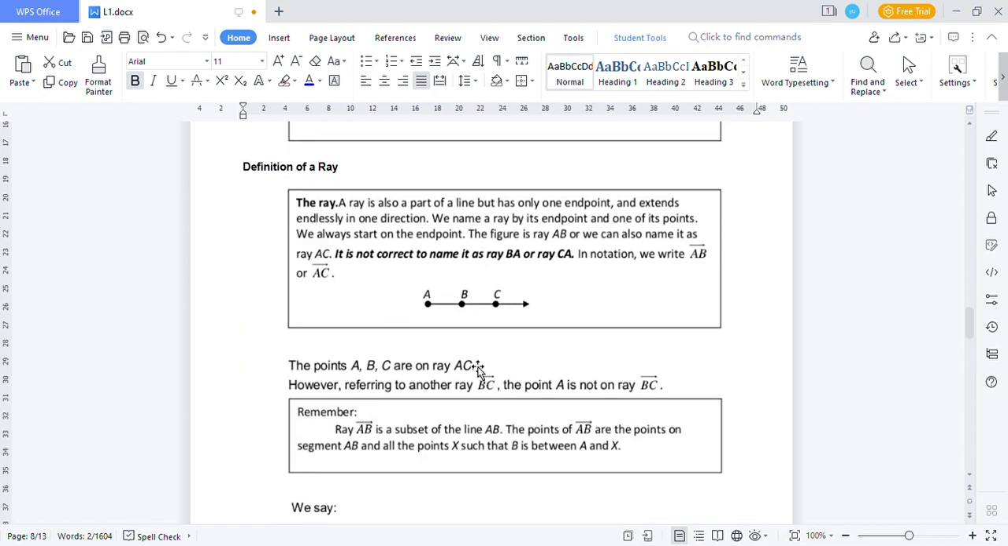Now we also have a definition of a ray. A ray is also a part of a line but has only one endpoint. So there is one endpoint here at A and one arrow on the other side, and it extends endlessly in one direction. So we name a ray by its endpoint and one of its points, and we always start with the endpoint. So the figure is ray AB, or we can also name it ray AC. It is not correct to name it ray BA or ray CA. You must start with the endpoint, the circle here, not on the arrow side.